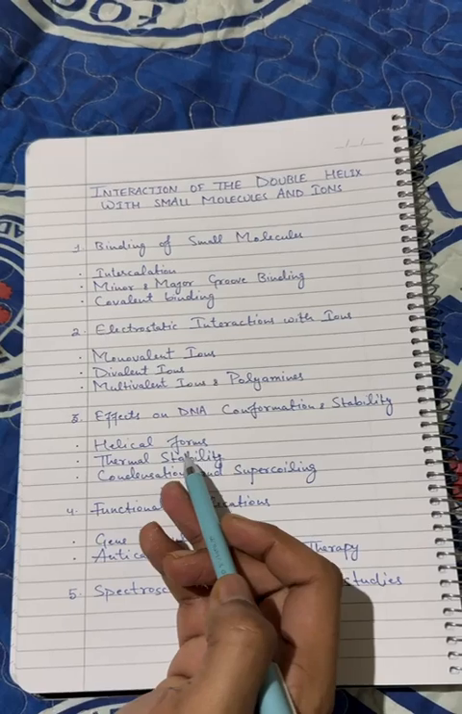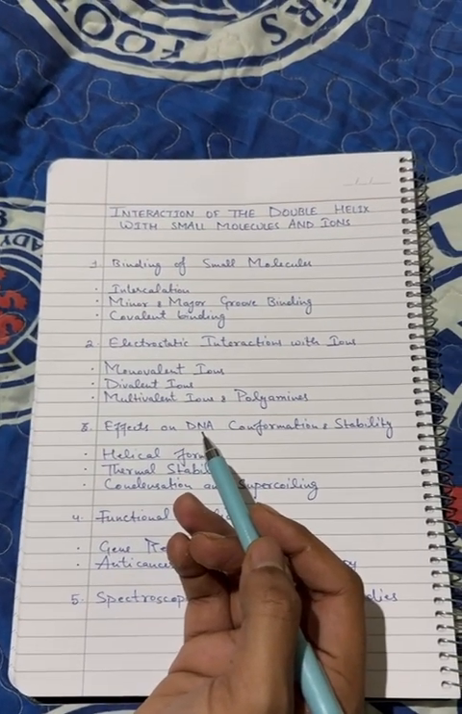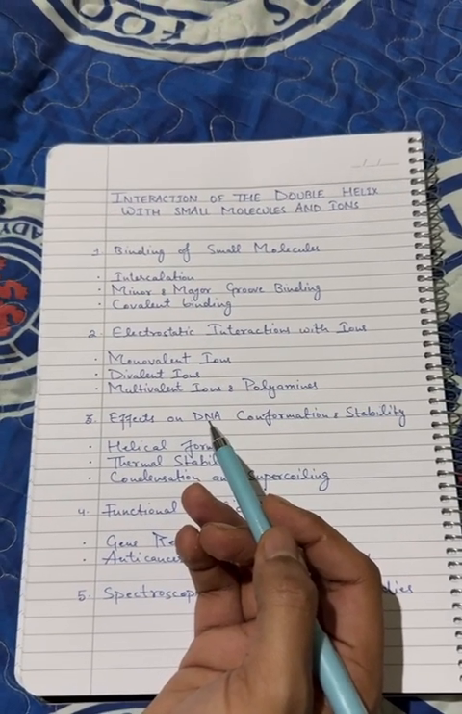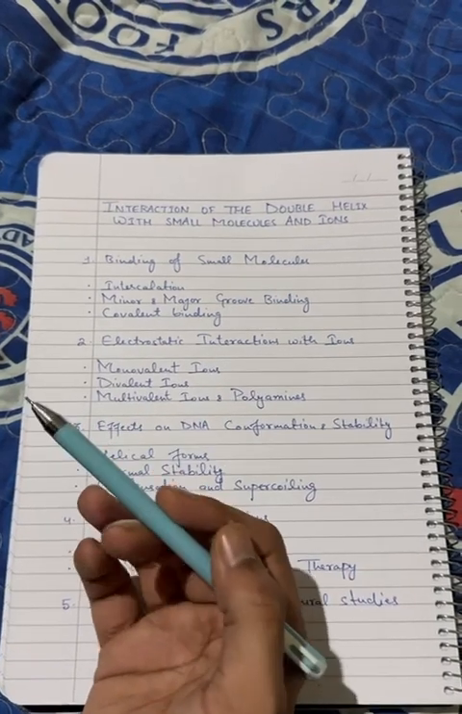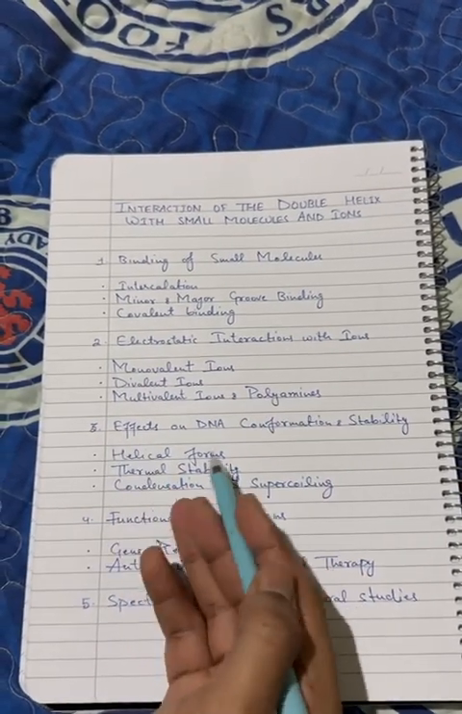Thermal stability. Binding of ions and intercalating agents can increase or decrease the melting temperature of DNA, the temperature at which the strands separate. This is important for processes like PCR and understanding DNA stability under different conditions.